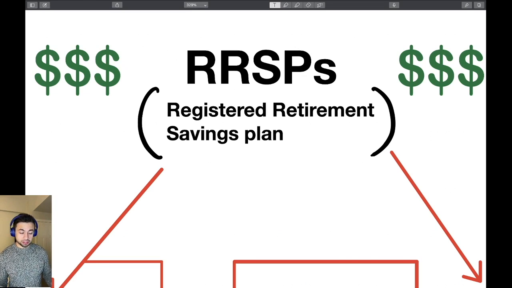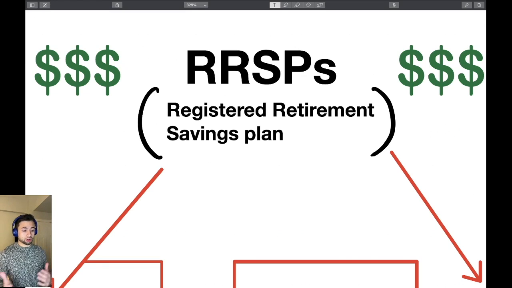But first things first, I guess we should define what an RRSP account is, and this stands for Registered Retirement Savings Plan. From the name, you might think that this is a savings account, but much like the TFSA, it's also an investment account. Now, as we'll come to notice later on, RRSP accounts work a little bit differently than your TFSA account, which is the one that we explored in the last video.